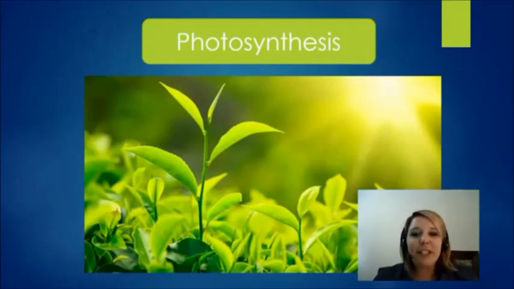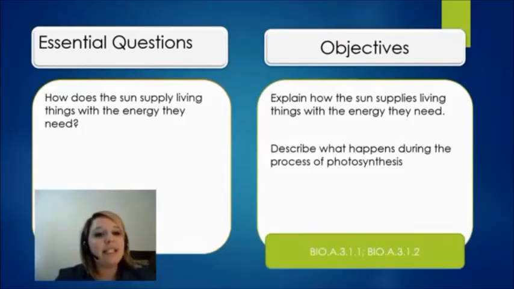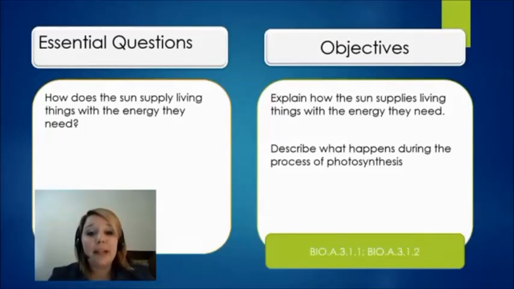Our essential question for today's lesson is: how does the sun supply living things with the energy that they need? So our objective for today's lesson is to answer that question. You should be able to explain how the sun supplies living things with the energy they need, and also describe what happens during the process of photosynthesis.